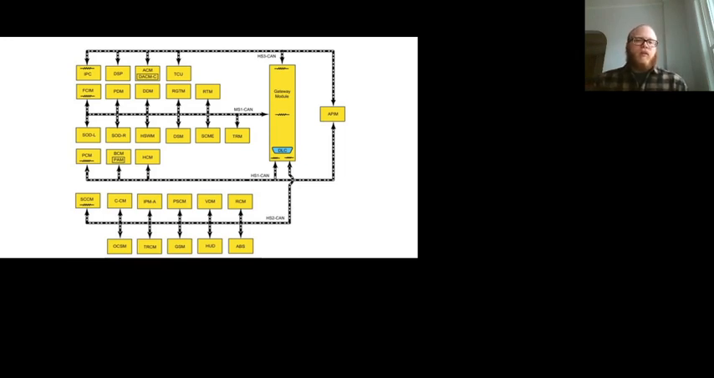OBD2 is really focused on emissions, and so there are a bunch of codes that are government mandated, like a P0300 means that you have a misfire. It doesn't know what cylinder is misfiring, but it's telling you you've got a misfire. And so you can come into any car sold in the United States, plug in that scan tool, and if the car is misfiring, you should be able to get a misfire code out of it.